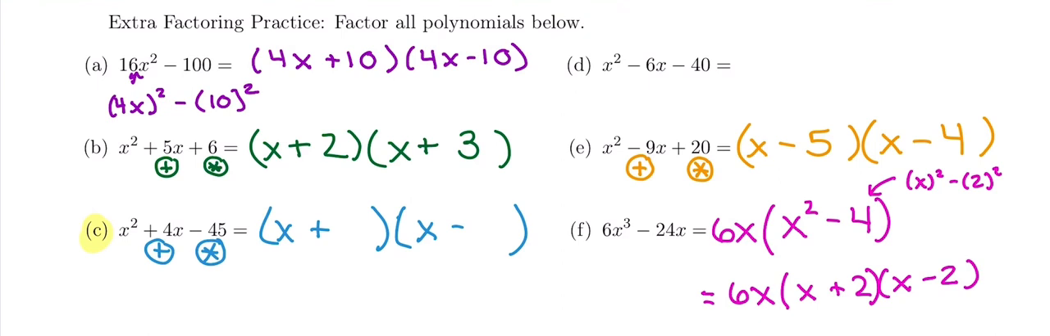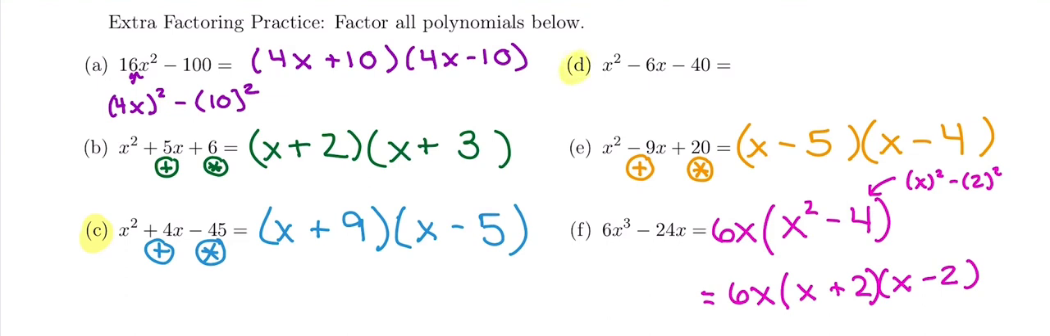You should do x plus 9 times x minus 5. 9 minus 5 is 4. 9 times -5 is -45. So we got that one down.